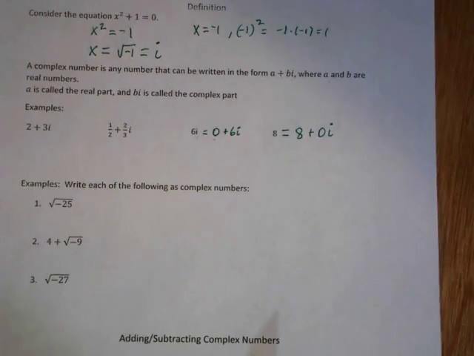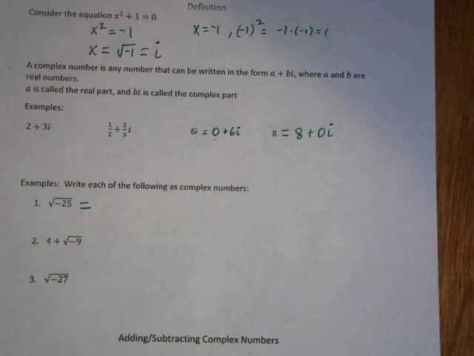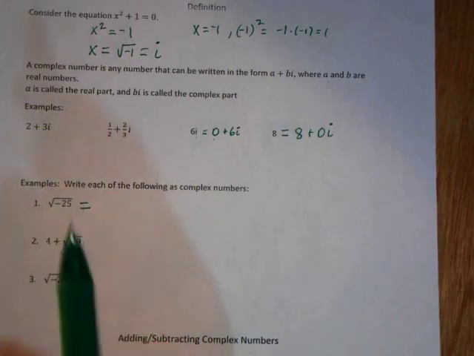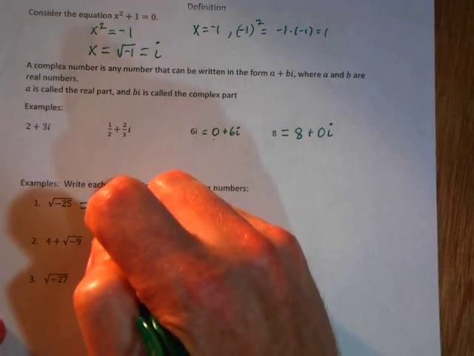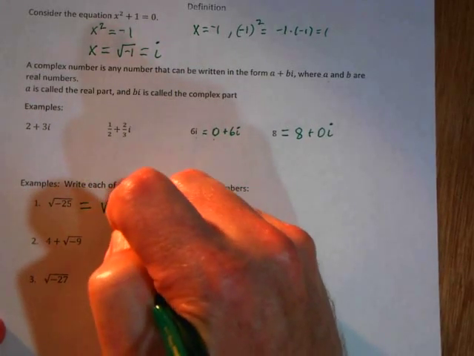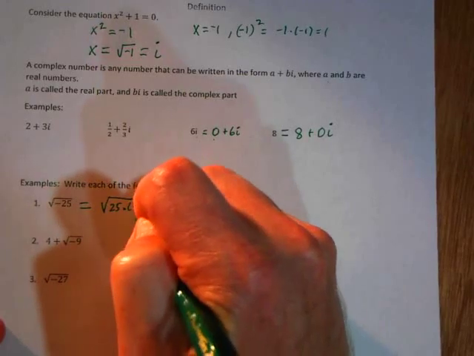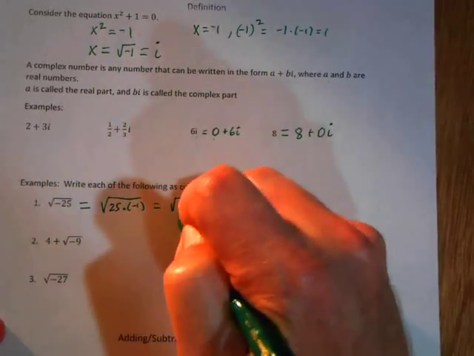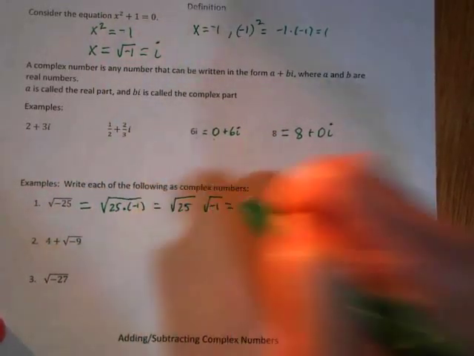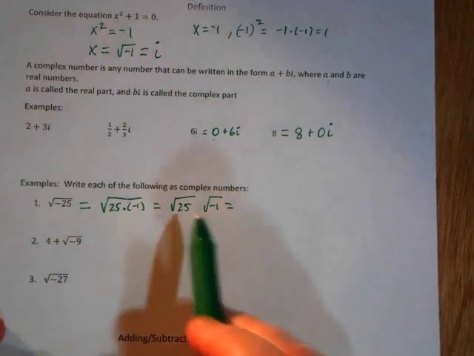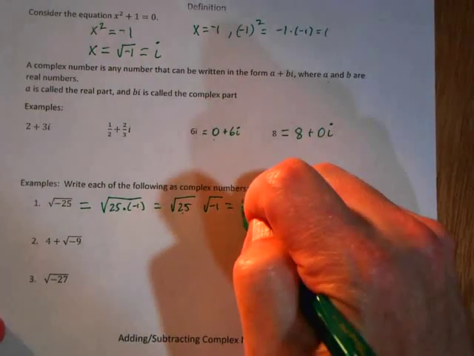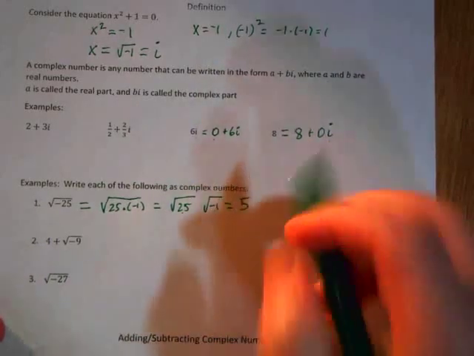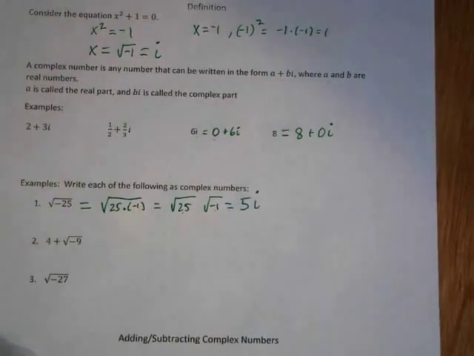Okay, write each of the following as complex numbers. Well, here's the basic idea. This i thing is going to allow us to get rid of negatives under square roots. So we're going to write this as the square root of 25 times negative 1, which is square root of 25 times square root of negative 1. Square root of 25, of course, is a nice number that you know, that's 5. And the square root of negative 1, that's i.